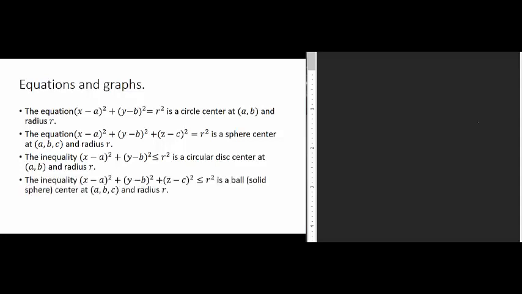Next, I'm going to do the same for 3-dimension. So this one is now the ball we call, so all the material inside is also included. So this is a solid sphere. The center will be at (a, b, c) and the radius is r.